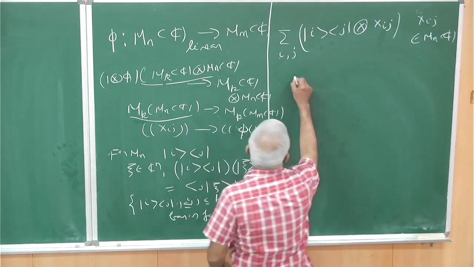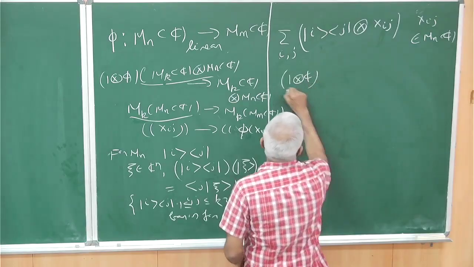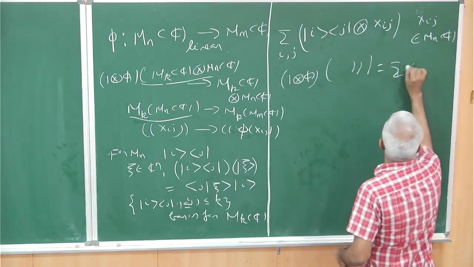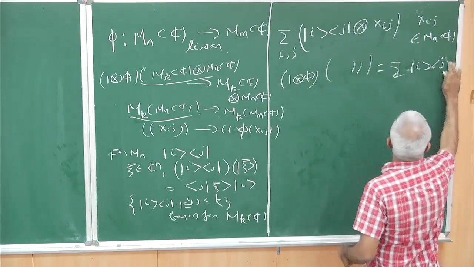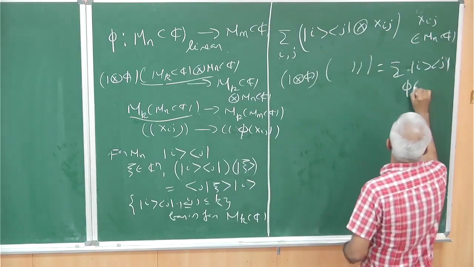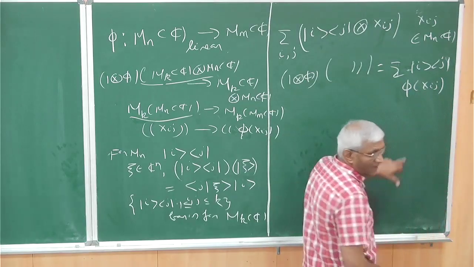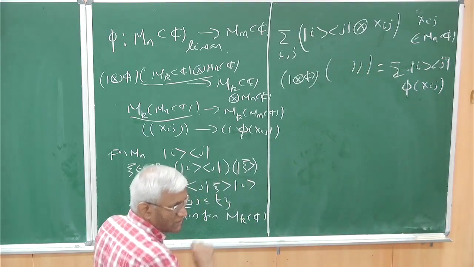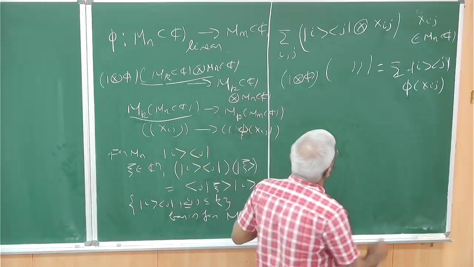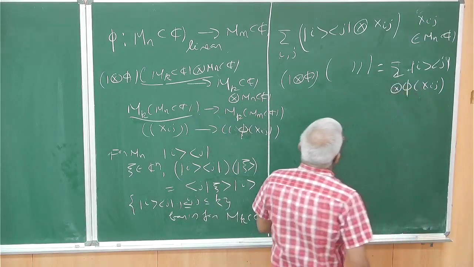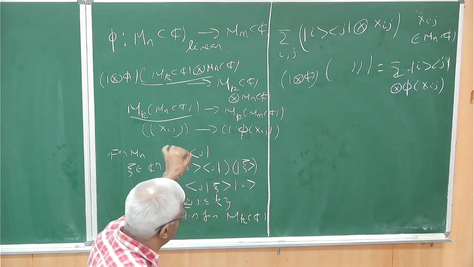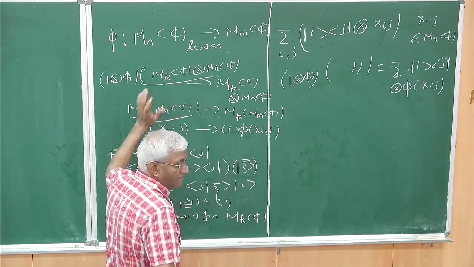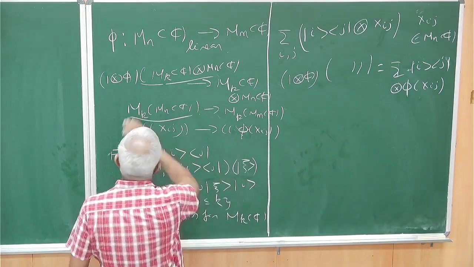So 1 tensor phi acting on this is just the summation over ij of E_ij tensor phi(X_ij). This will take it to a matrix in M_m(C), and that's how you get it. Initially, we define it on an elementary tensor like that, and that's how we extend it. So it is just the evaluation on all matrices. That is what 1 tensor phi is.